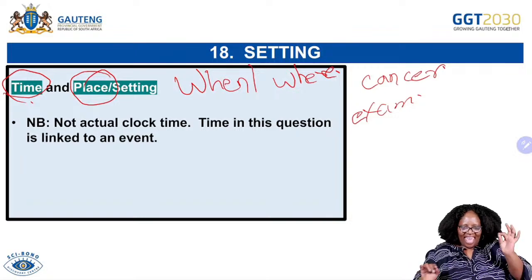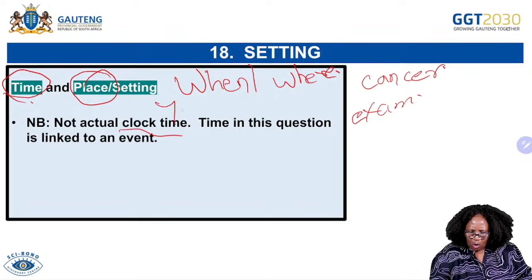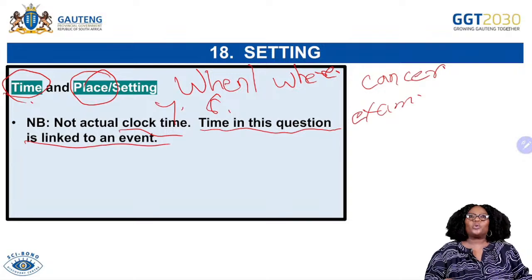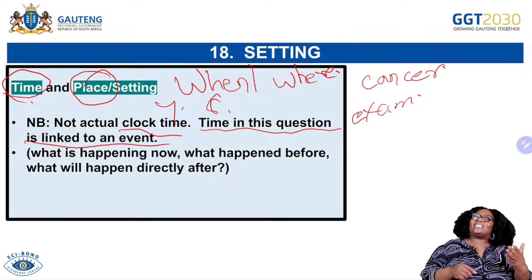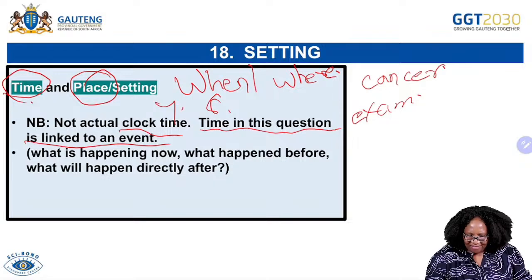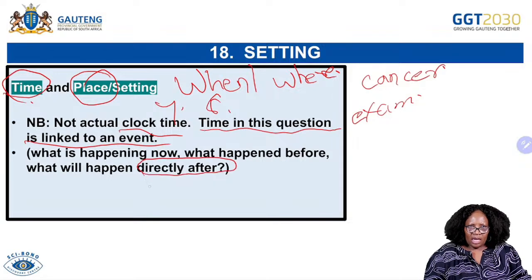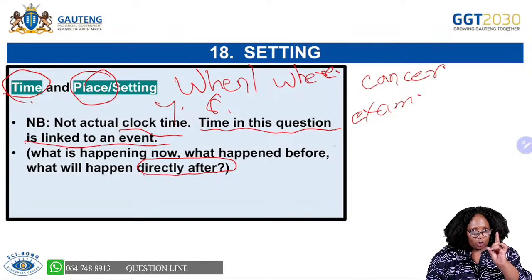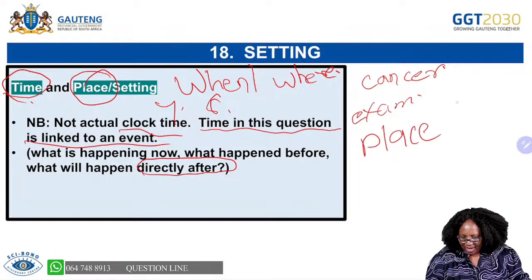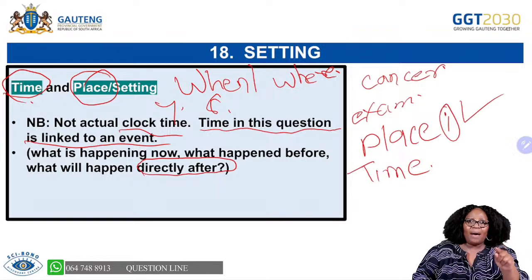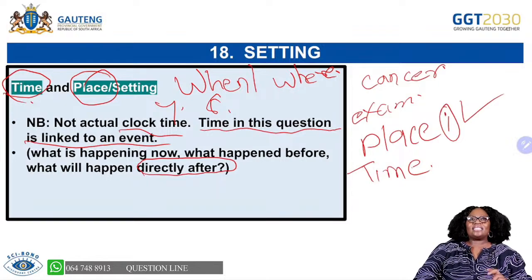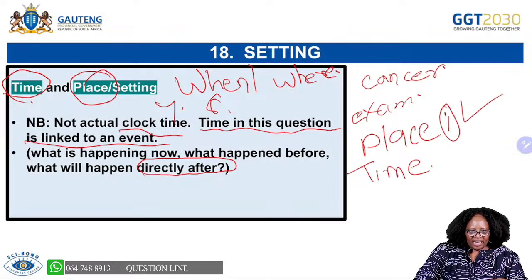We're not talking of the actual clock time, not 7 o'clock, not 8 o'clock, but the time in this question is linked to an event. And the big question is, what is happening now? What happened before? What will happen directly after? I know, boys and girls, when it comes to place, we all get our 1 mark right, but we struggle with time.